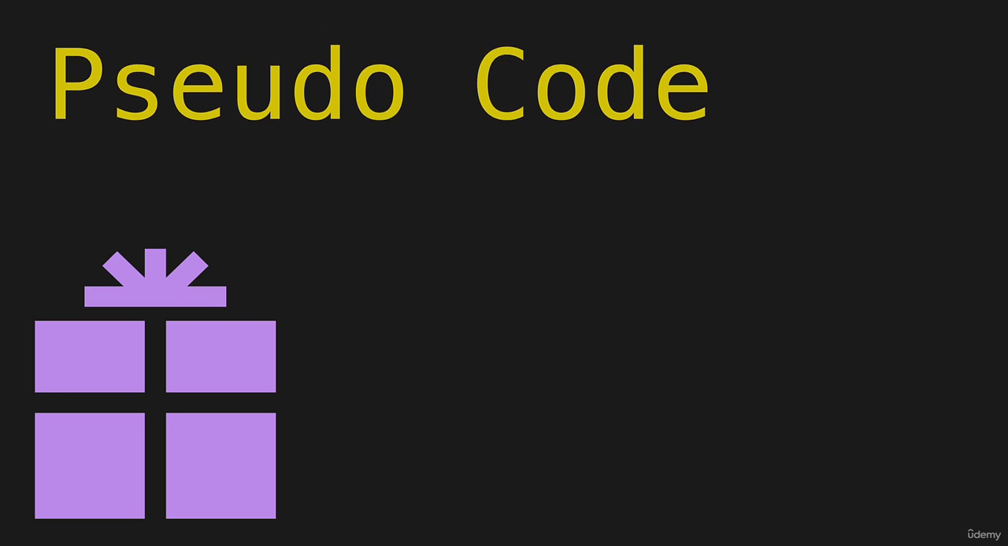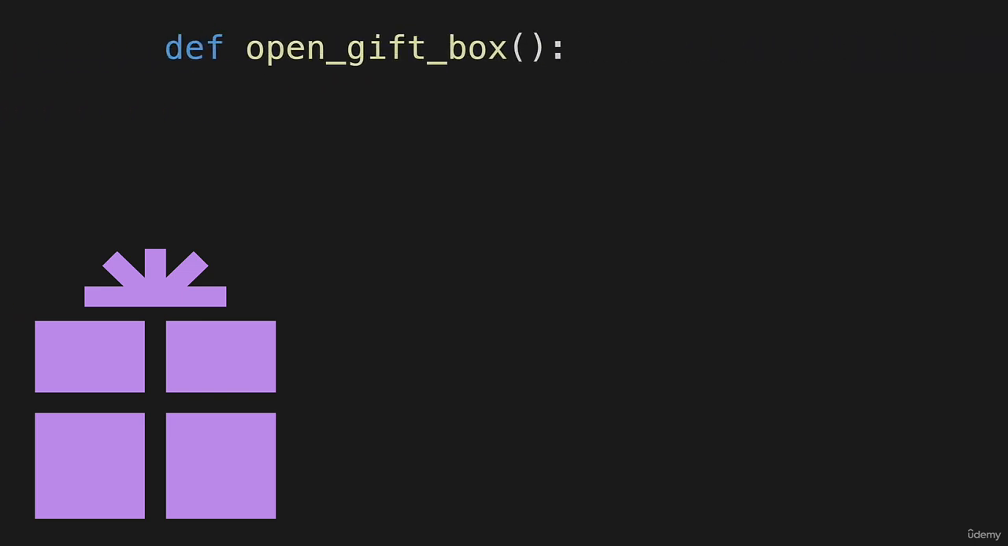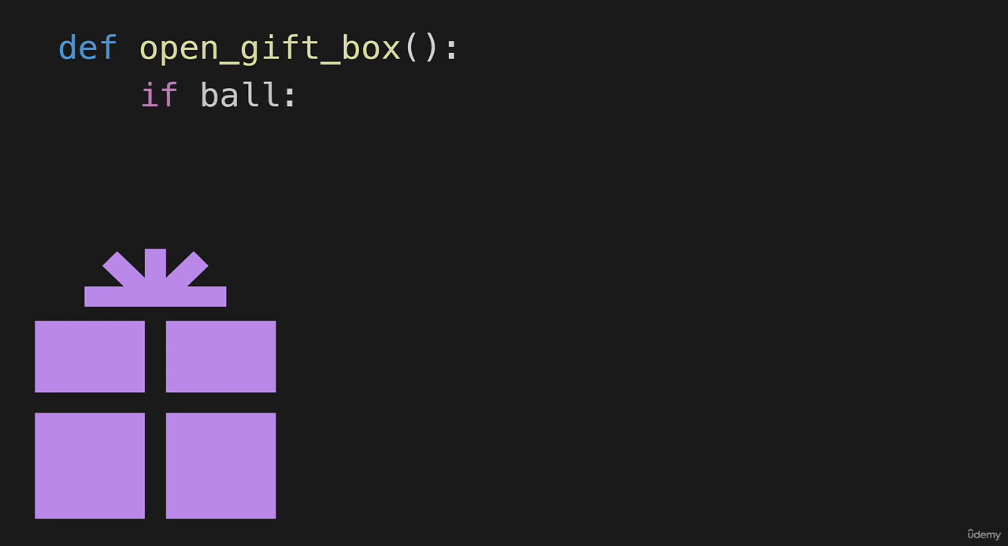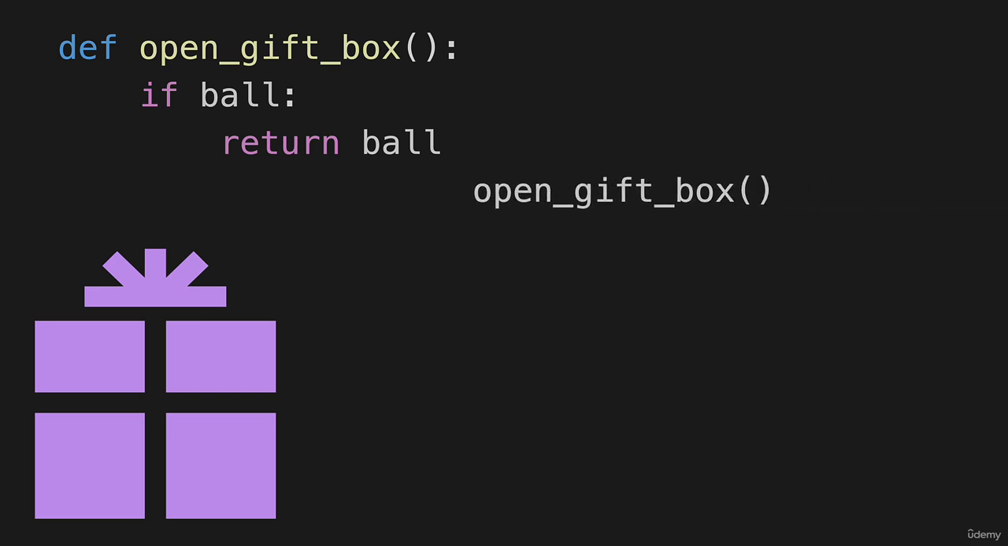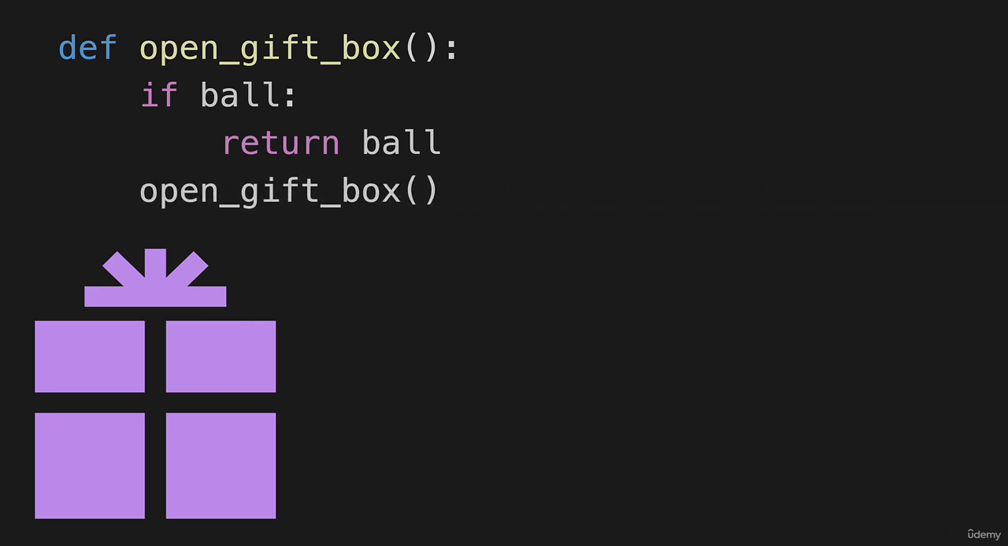Now I want to emphasize this is pseudocode. This is not code that will actually run. It's just for example. So we're going to create our function open gift box. And we're going to say if, when we open the box, it contains a ball, so if ball, we will return that ball. Otherwise, it's a gift box, in which case we need to run the open gift box function. And this is where the function calls itself.